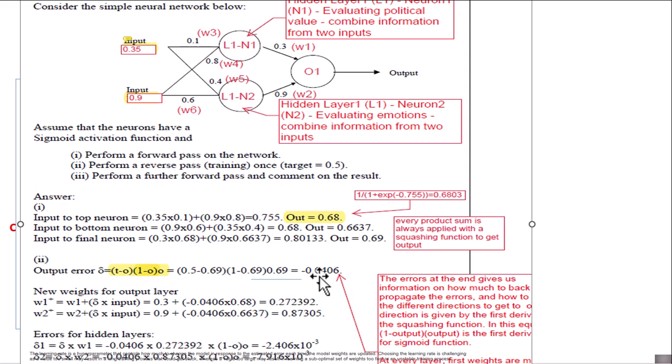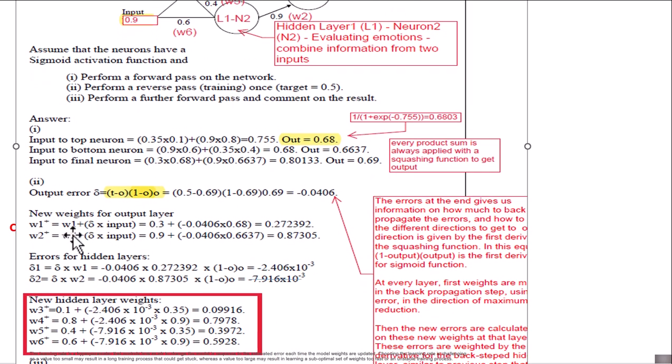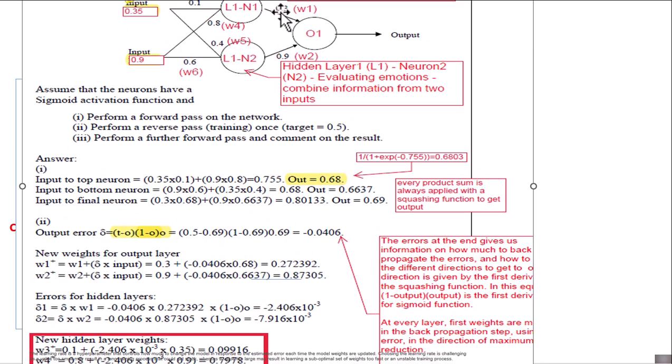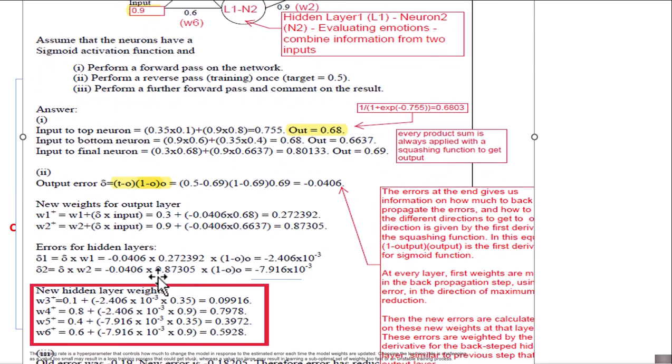So the output error we just calculated is minus 0.0406. Now we want to modify 0.3 and 0.9, and also 0.1, 0.8, 0.4, 0.6, and those are done by this method here. So W1 plus and W2 plus are the new modified values. You modify this 0.3 and 0.9 using the error that we got, and that error is 0.0406 times 0.6637.